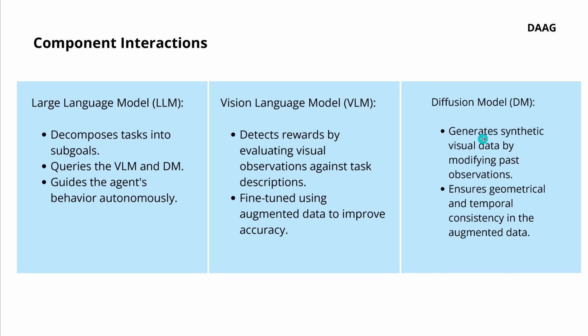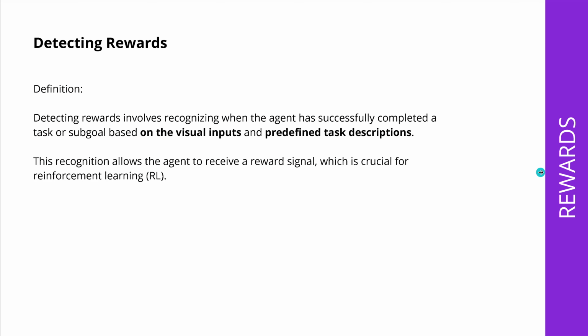And the diffusion model generates our new synthetic visual data that we do not have in our buffer by modifying past observations in our video sequence a little bit, changing the color, changing the form. And this they do in a very intelligent way, Google, by ensuring geometric and temporal consistency in the augmented video stream data. Great. I know that this question is going to come up, my green grasshoppers.